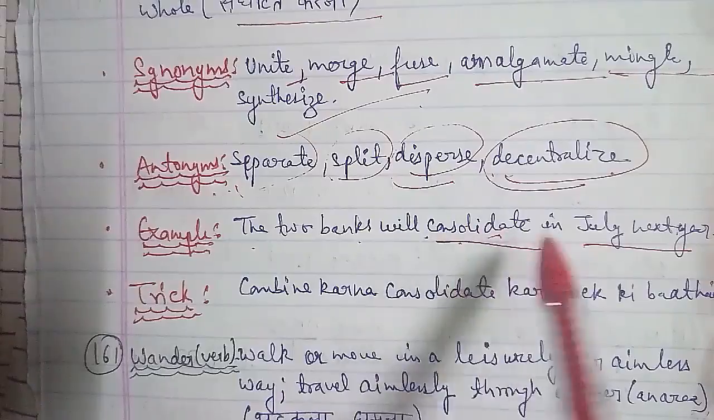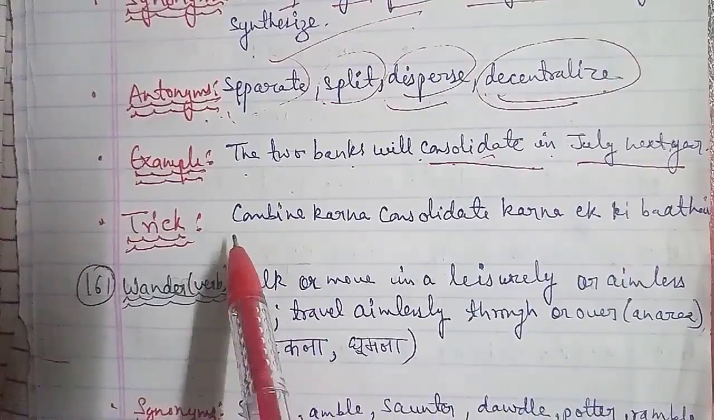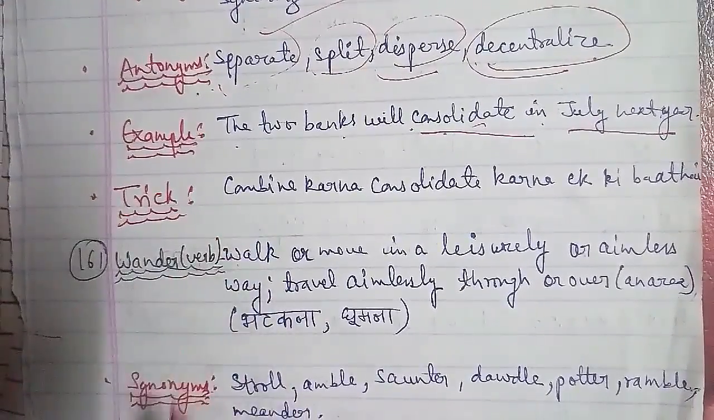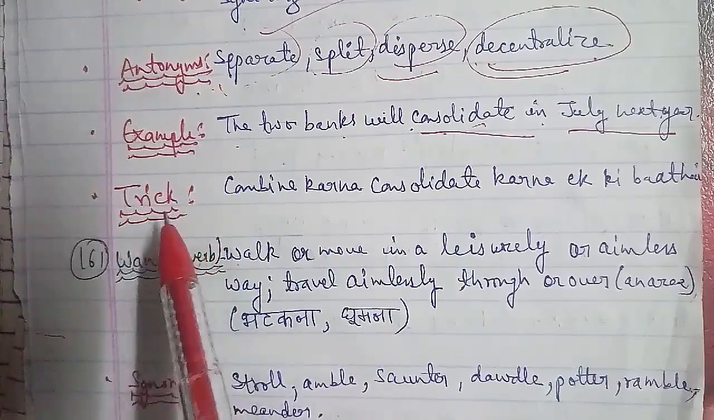Now the trick to learn this word is: combine करना, consolidate करना एक ही बात है. So if you're combining something and if you're consolidating something, that means a single one thing.